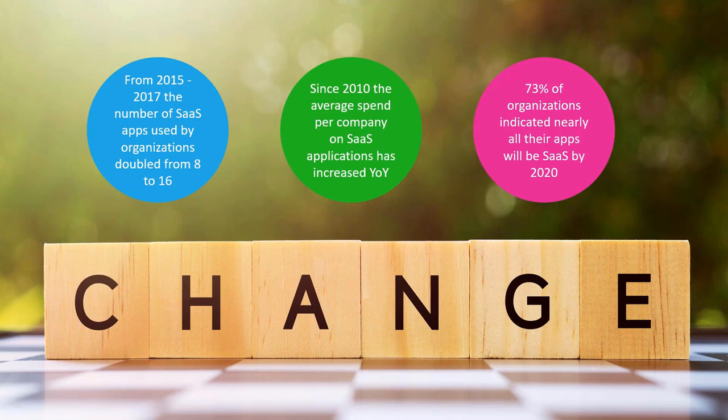So the technology space is seeing explosive growth in SaaS apps. And there's a few stats on the slide that I'd like to share on that. Starting with, the number of SaaS apps used by organizations is growing as more applications are being transformed into web apps. And the average spend on SaaS apps is growing year over year. But the key stat here is that from a survey, we found that 73% of organizations have indicated that nearly all of their apps will be SaaS by 2020. So if you think about your business, what does that mean to your model? And how do you stay relevant in a SaaS-based world? These are some of the key points that the Access Control Service looks to solve.